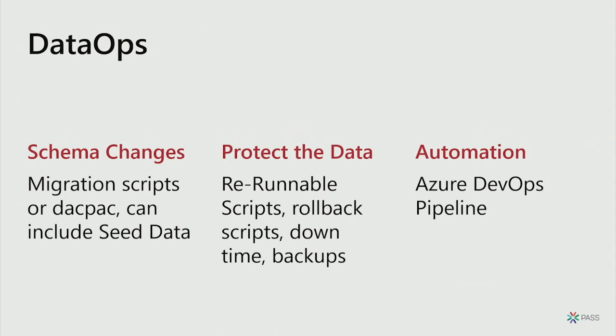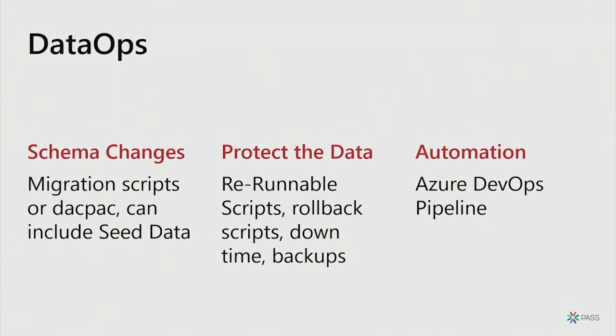There are some ways to get the schema changes out there, and I think we've gotten pretty good at that. Migration scripts, or what we're going to look at here today, the Dacpac. You can include things like seed data in that. You can have scripts that handle weird changes, adding constraints or removing foreign keys. You can make that work.